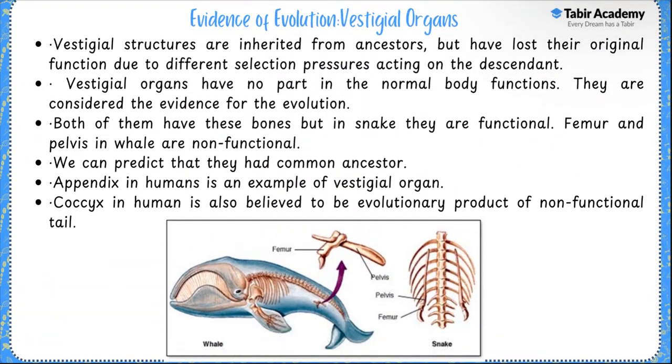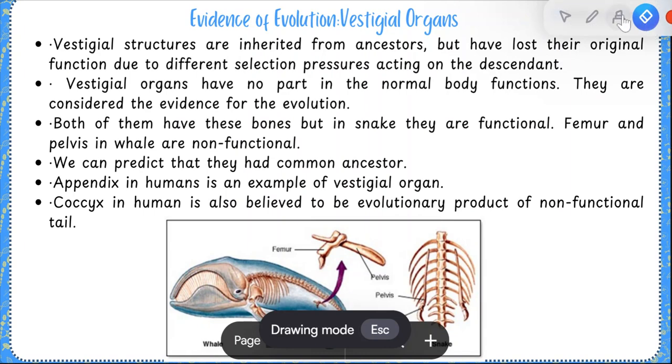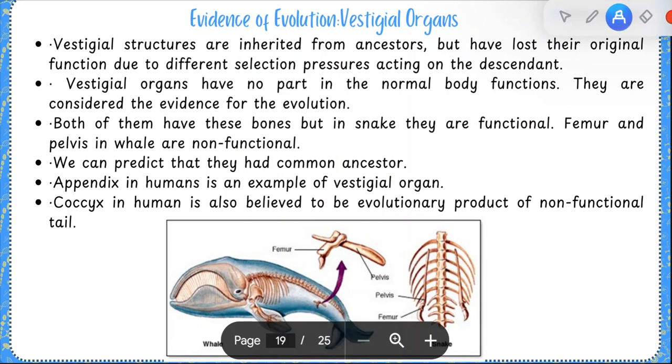Then there are vestigial organs. Now what are these? These structures are inherited from ancestors but have lost their original function due to different selection pressures acting on the descendant. Vestigial organs have no part in the normal body functions. They are just considered relics, evidence for evolution.